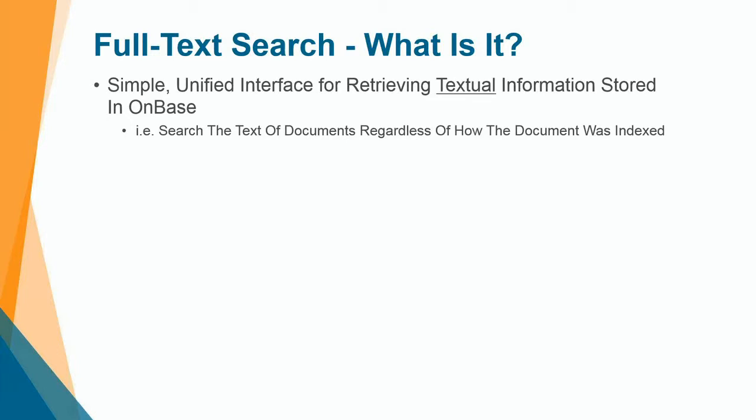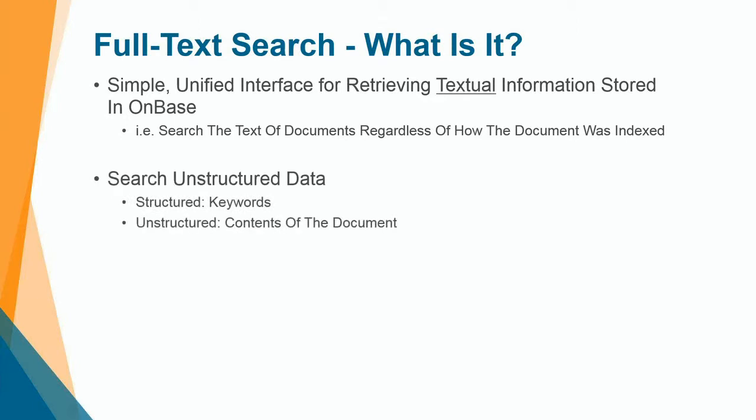Or in other words, now you're able to look at the text inside of the documents regardless of how the document was initially indexed. You could have had a single index, a single keyword for your documents, but with full text search, now you can find that document based upon any single word that's stuck inside that document, again, regardless of how it's actually indexed. So now you're really searching upon the unstructured data inside of OnBase.